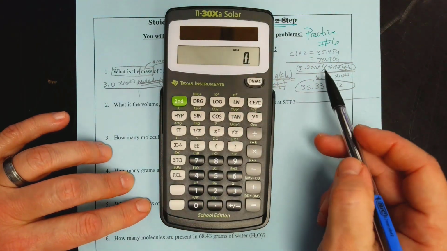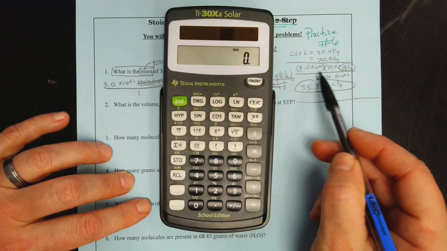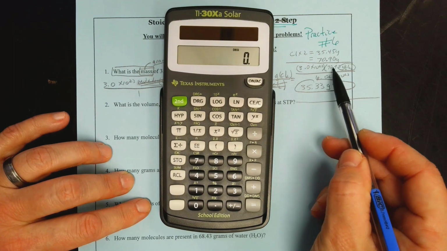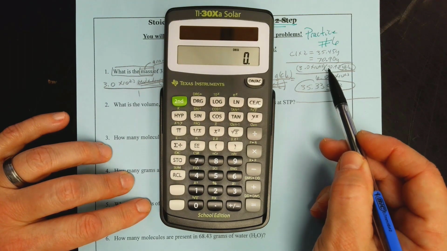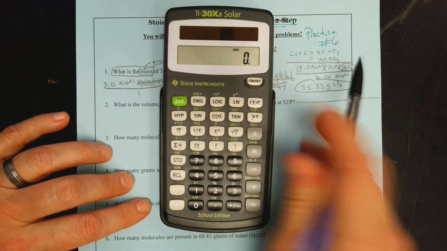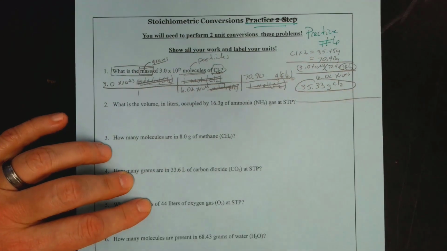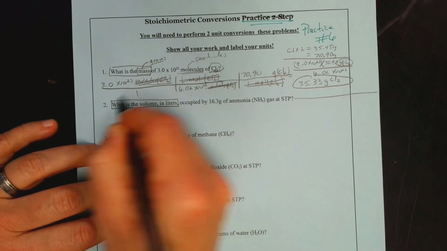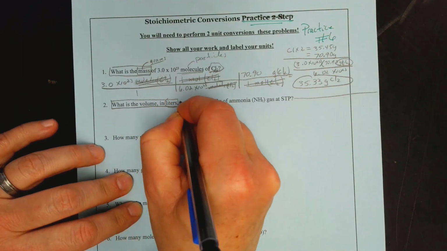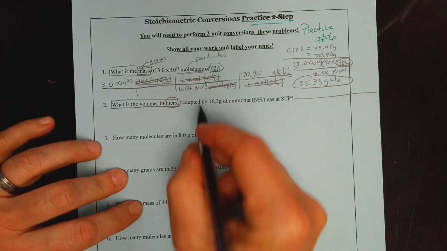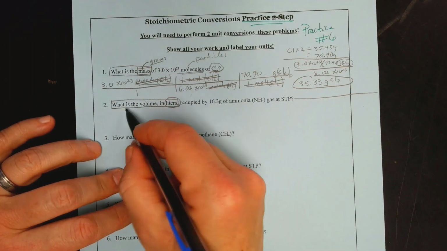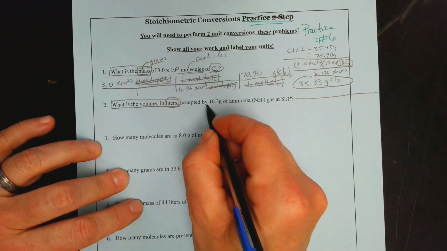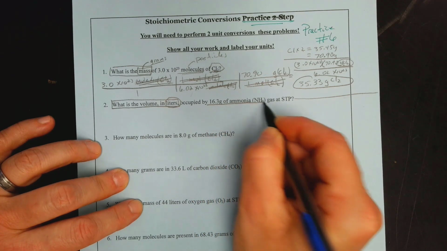That is going to be your final answer right there. So like I said, you guys, the most important thing you can do in this portion is to do your multiplication first, hit your equal sign, get the answer, and then do your division. Okay? Let's do the next one. So we're trying to find the volume in liters. We know that our final unit is going to be liters. We need to know what is the volume in liters occupied by 16.3 grams of ammonia.